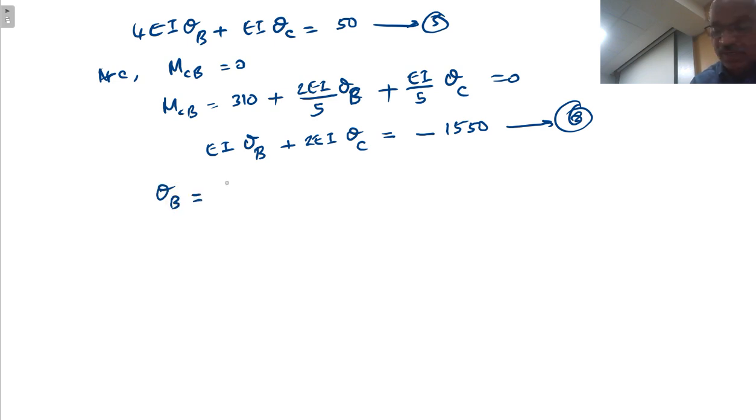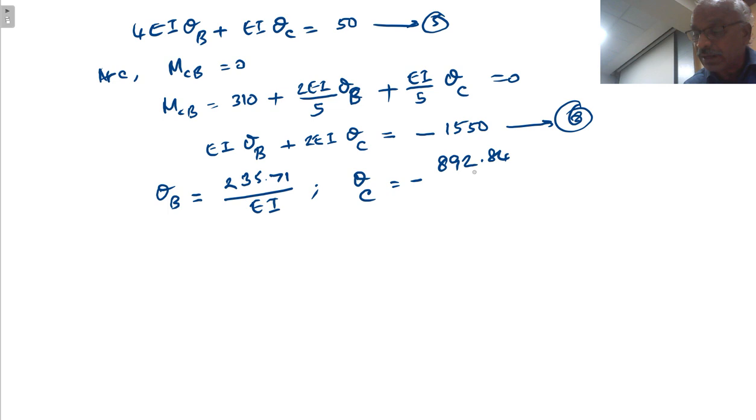I am skipping this step. I will just compensate in some other problem. So θB equal to 235.71 by EI is one value, and θC equal to minus 892.84 by EI. Readers are requested to adjust, because for want of time I have already crossed 1 hour. So these are the unknowns. The next step is that of final moments.